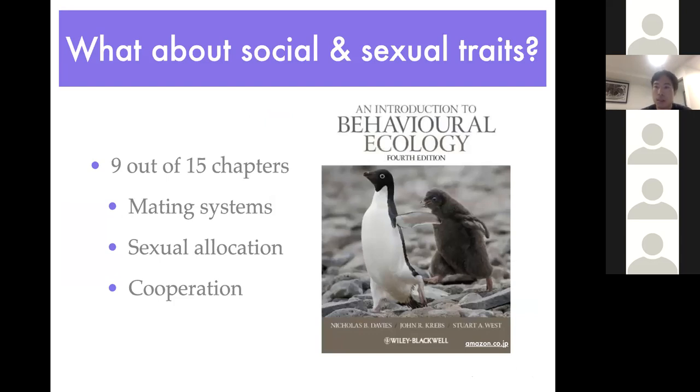If you look at a textbook of behavioral ecology, you may realize that 9 chapters out of 15 are focusing on intraspecific interactions, like mating systems, sexual selection, or cooperation. So if you want to synthesize ecology and evolutionary biology through the lens of eco-evolutionary dynamics, we should think of that kind of intraspecific interaction in addition to trophic interactions.